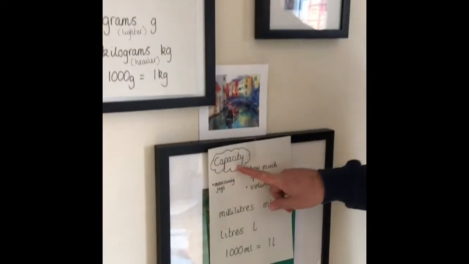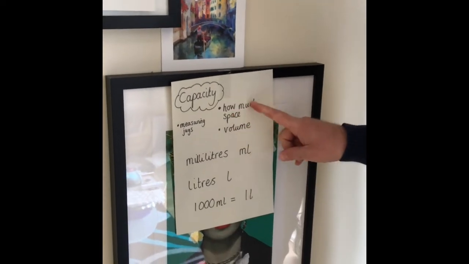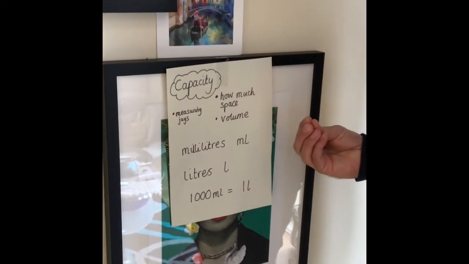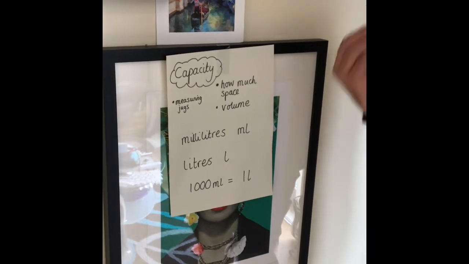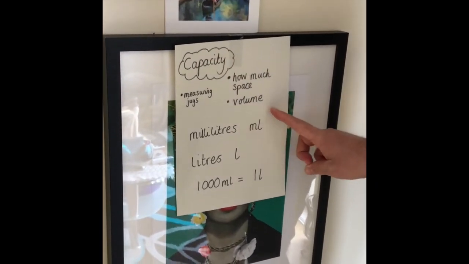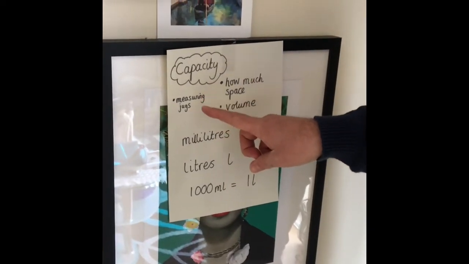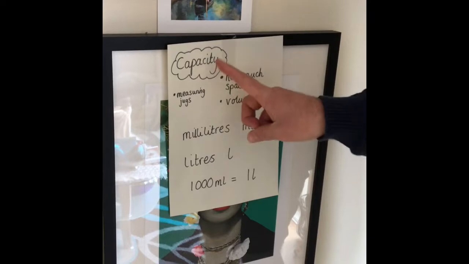Welcome back to the final instalment of our measuring masterclass. Now we are going to be measuring capacity. When we measure capacity, we're thinking about how much space something takes up. If it's full or empty. And another word for capacity is its volume, okay? And we use measuring jugs usually, or measuring cylinders to measure capacity and volume.